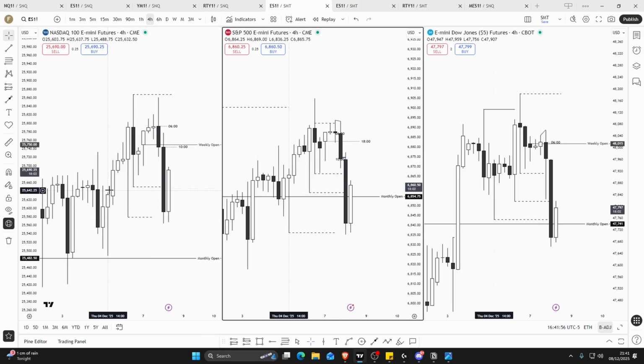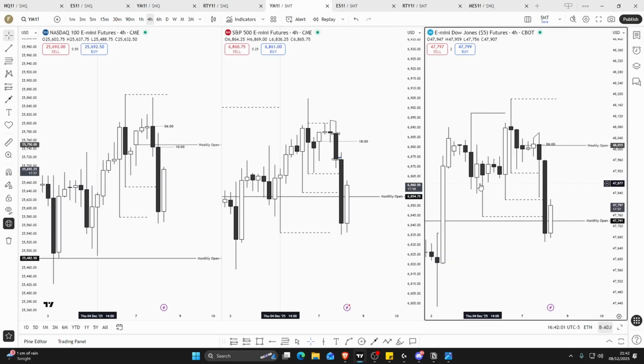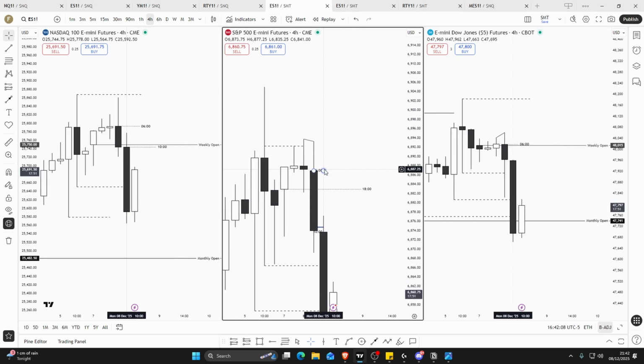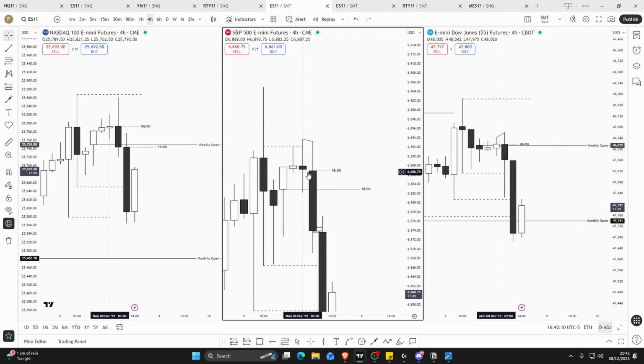And now we're forming an SMT here, right, with NQ. So did we take this low? Yeah, we took this low on YM. So pay attention to these 4-hour candles, right? So 6 a.m. opens high, doesn't take this previous candle's high.